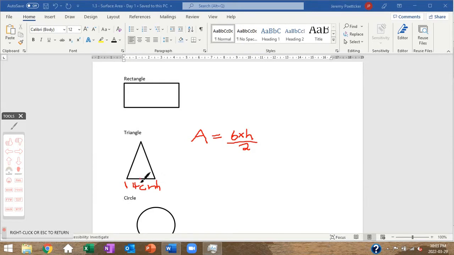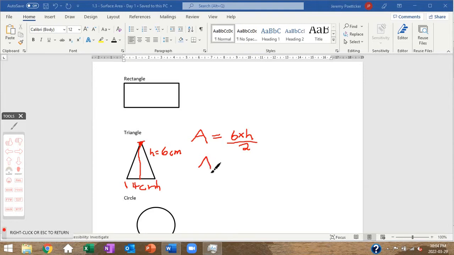And my height. Now the height is from here in a straight line up to the point. So it's this straight line from the point down to the base. It's not the distance up the slant height. It is this distance from here to here. So the height here we're going to say is 6 centimeters. That's all I need to figure out the area of this triangle.